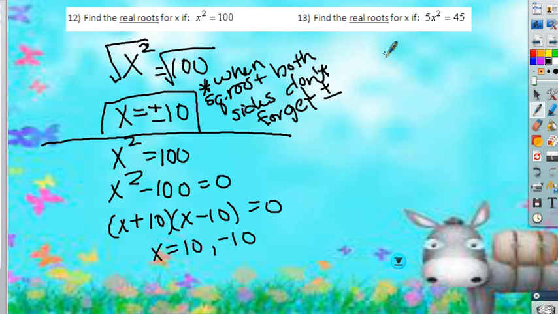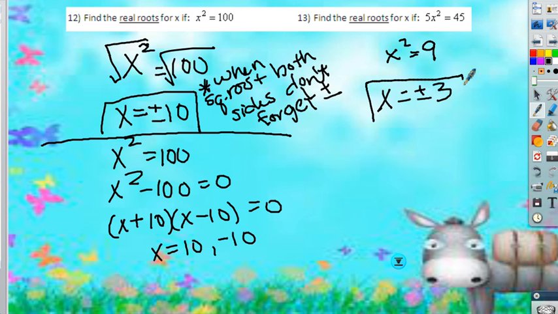Same thing is going to happen over here. We would divide by 5 and get 9. When you square root, you get positive or negative 3. So just keep that in mind.